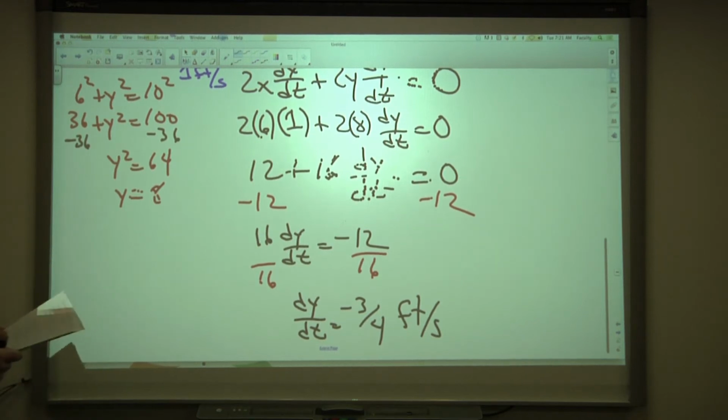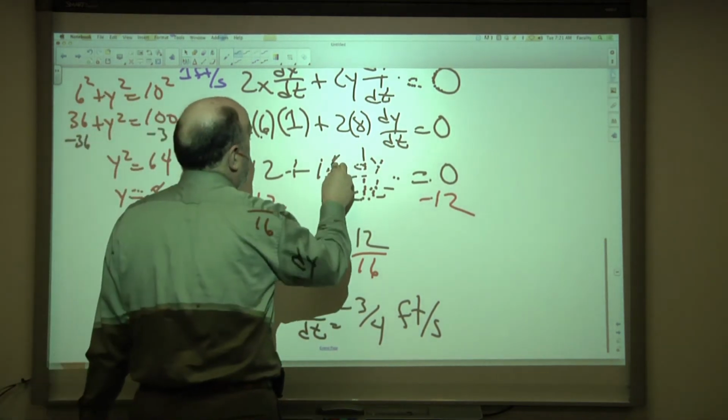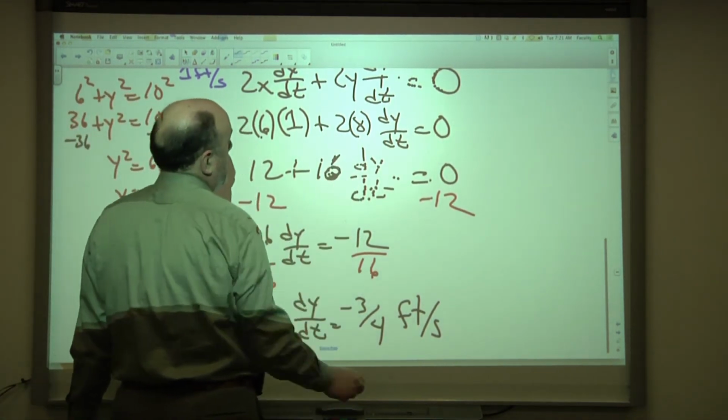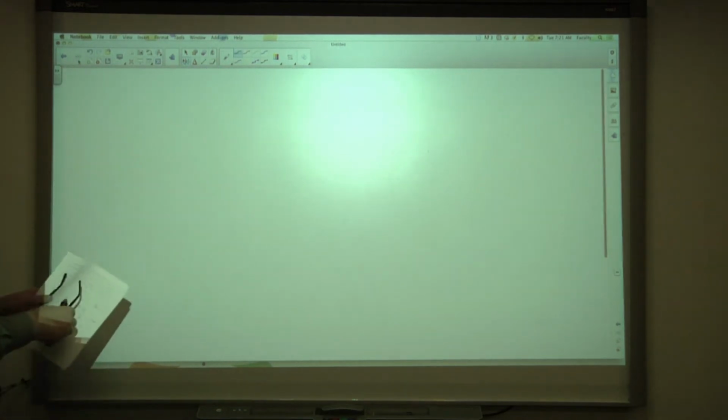Right? So we know the rate at which the ladder is going down the wall. So again, we get our equation, whatever it is. In this case, we use the Pythagorean theorem, take the derivative with respect to t, and then solve for the missing value, which was dy/dt. So let's do one more example in regards to this.